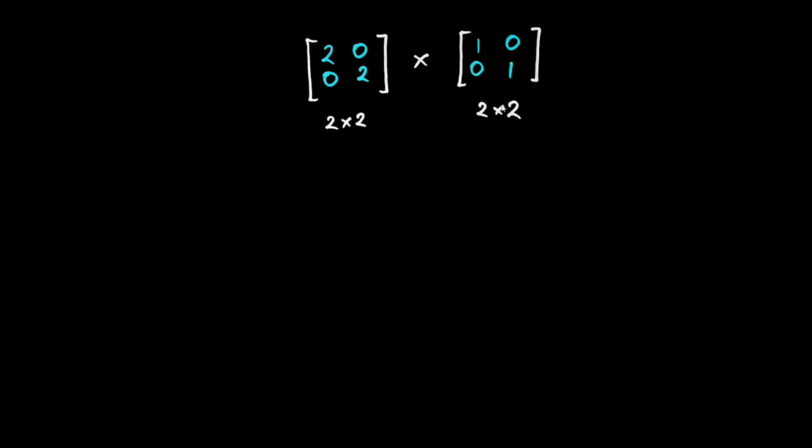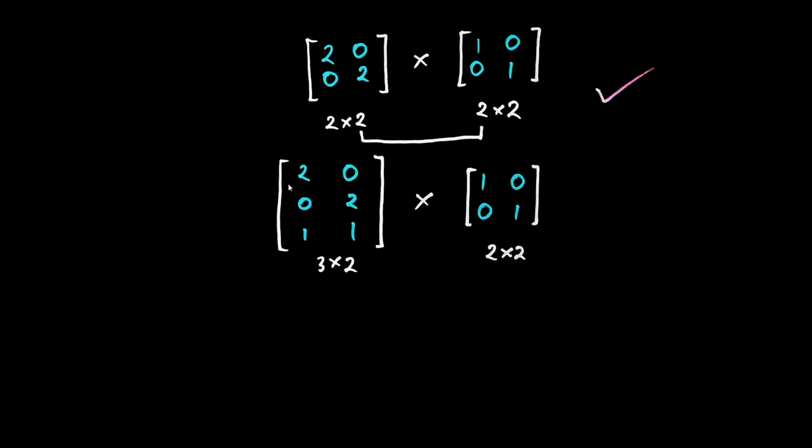Let's say we have these two matrices. This matrix has 2 rows and 2 columns, and this matrix has 2 rows and 2 columns. We can see that the width of the first matrix is equal to the height 2 of the second matrix. Since these two numbers are equal, these two matrices can be multiplied together. Let's look at another example. Let's consider this 3 by 2 matrix and this 2 by 2 matrix. The width of this matrix is equal to the height of this matrix. Both of these numbers are 2, and hence these two matrices can be multiplied together.